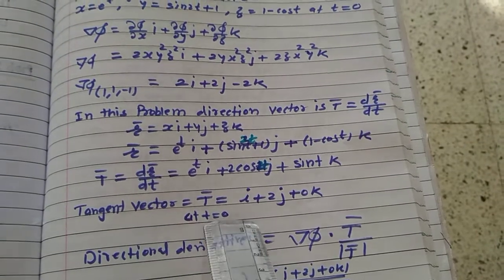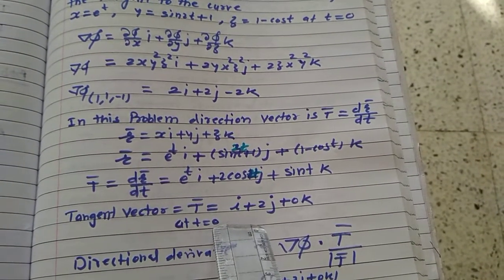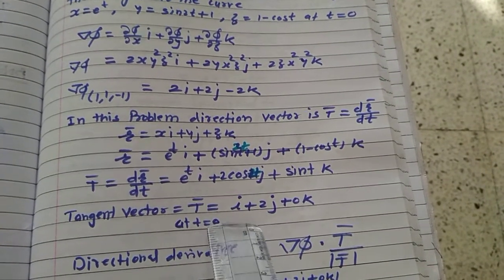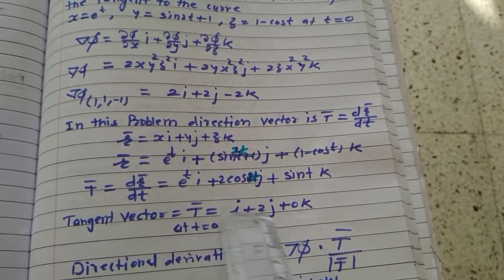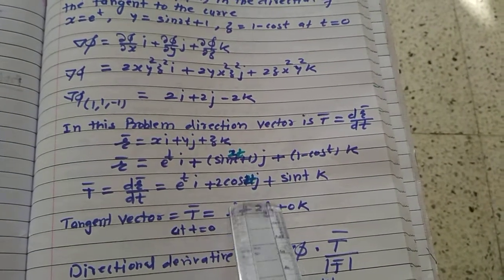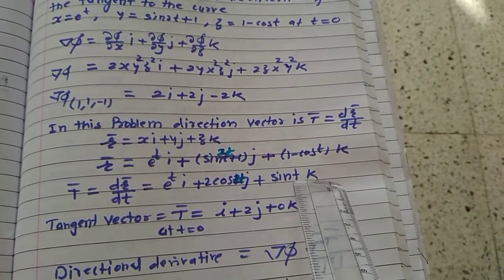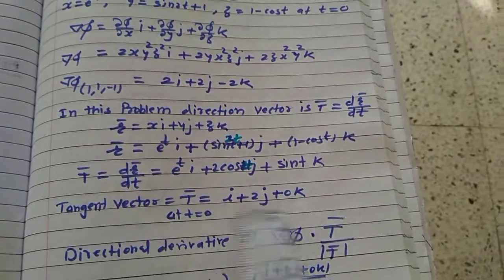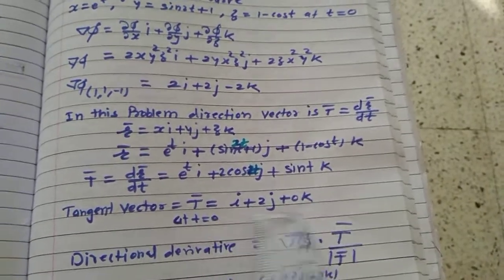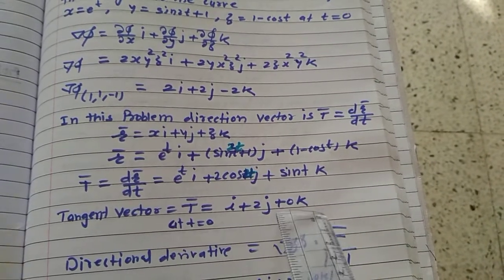Now the tangent vector at t equal to 0, it is given. So put t equal to 0 in the above equation. So e raised to power 0 is equal to 1. Cos 0 is equal to 1, so that's why you will get 2. And sin 0 is equal to 0. So your tangent vector, meaning direction vector, becomes i plus 2j plus 0k.